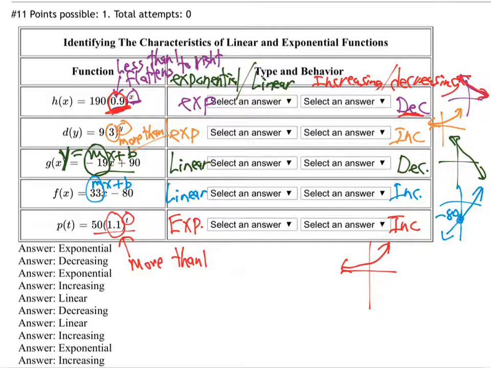Whereas if it's a number more than 1, then it's going to increase. It's going to go up to the right. It's going to launch to the right. And then for the linear functions, these two linear ones here in the middle, it's all about the slope. If the slope is negative, it's going down. If the slope is positive, it's going up to the right.